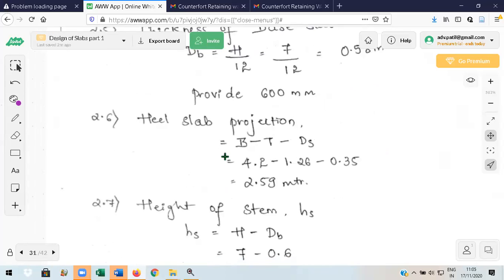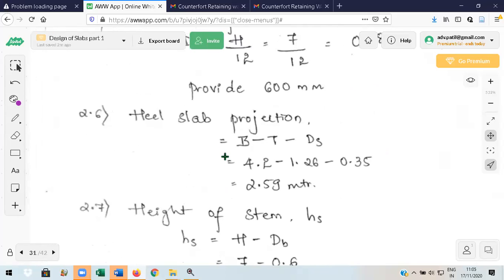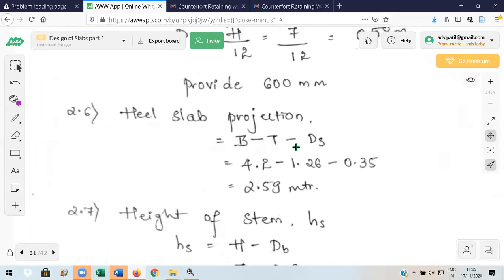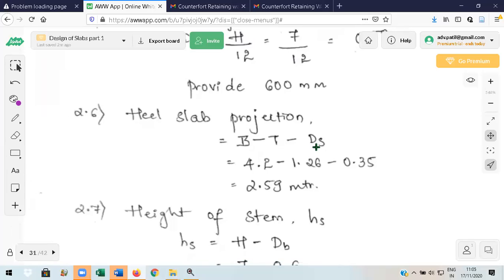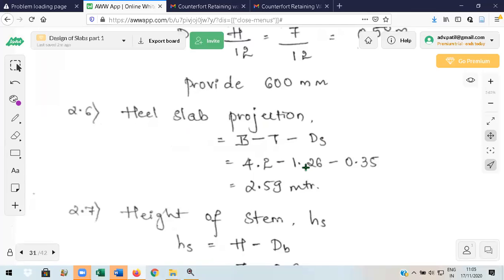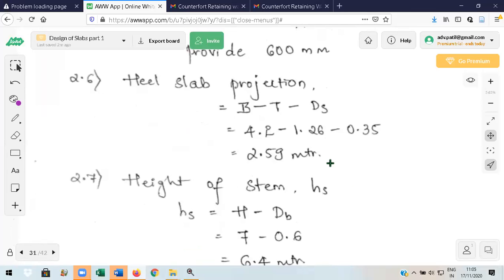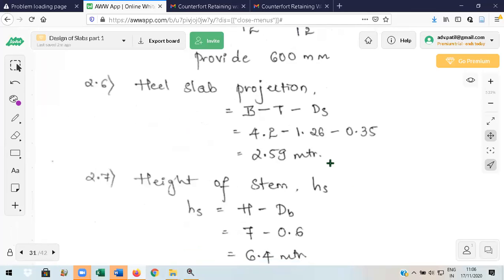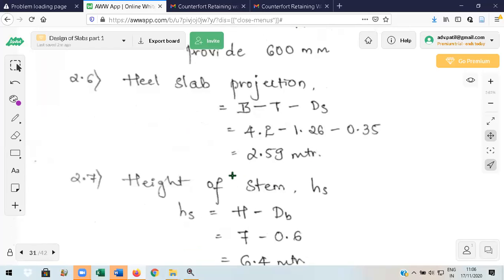Heel slab projection. How much is the projection? Because B we know it. In that one, toe you remove, and d_s you remove. Heel slab projection is 4.2 minus 1.26 minus 0.35, which is 2.59 meter. I'll show you in the diagram.